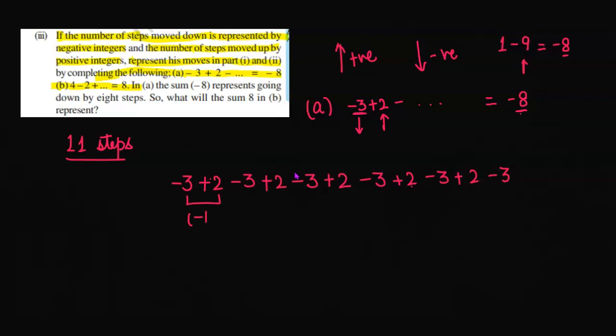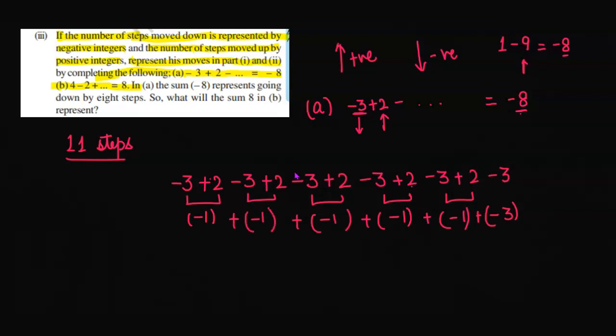So let's find out the sum of these. This is minus 1. This also becomes minus 1, minus 1, minus 1, minus 1, and the last in the end we have minus 1. If we add all these, we get 1, 2, 3, 4, 5, negative 5 plus negative 3, which is negative 8. So this expression represents his movement in part A.